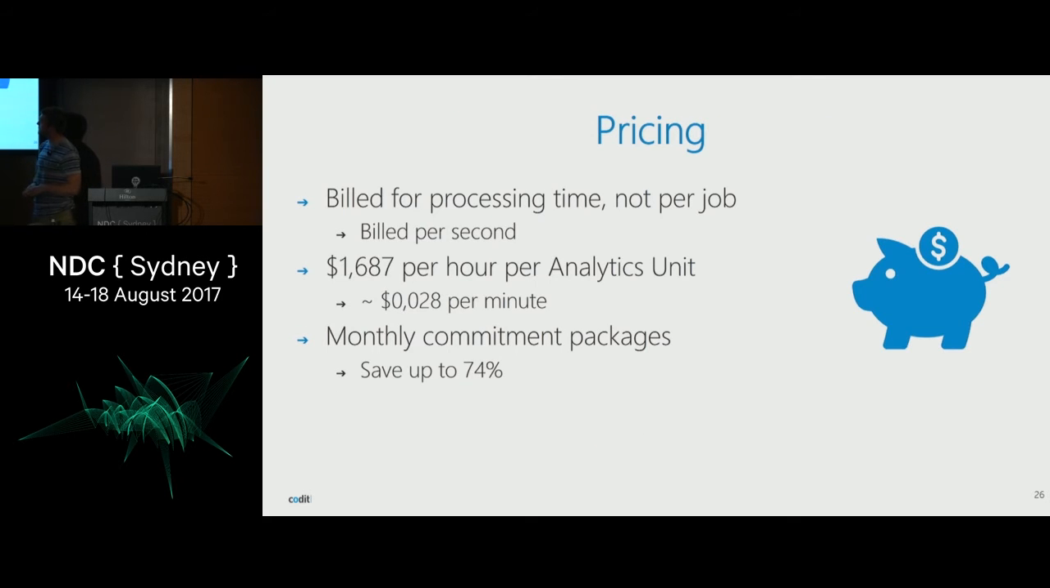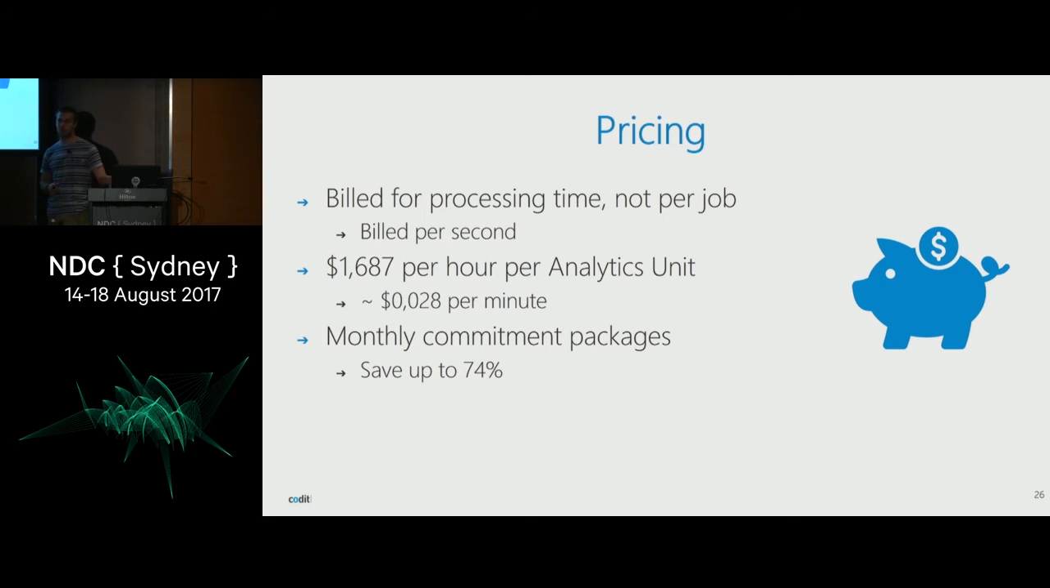And for pricing, you basically pay 28 pennies per minute of an analytics unit, which is not that much. But like I said, the more you assign, the more expensive it gets, and it's not because you assign more units that the script will be faster. It all depends on how the script works.